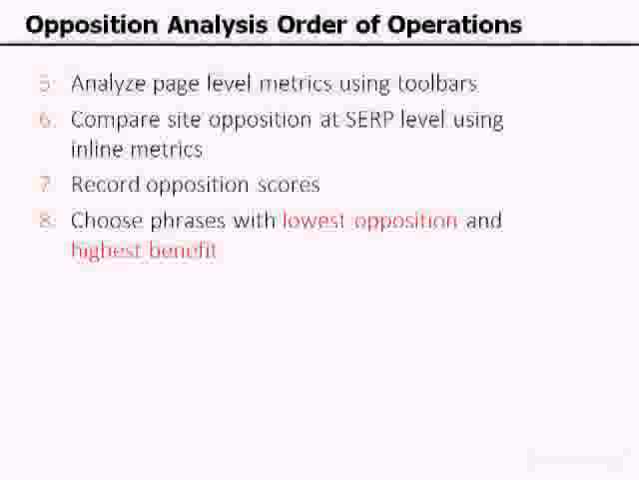So the order of operations here is going to be to analyze the page level metrics using these different toolbars that I just mentioned. We're going to compare that site opposition at that SERP level using something like SEO Quake or the Moz search toolbar. We're going to record those opposition scores. This could just be with the keyword difficulty tool.